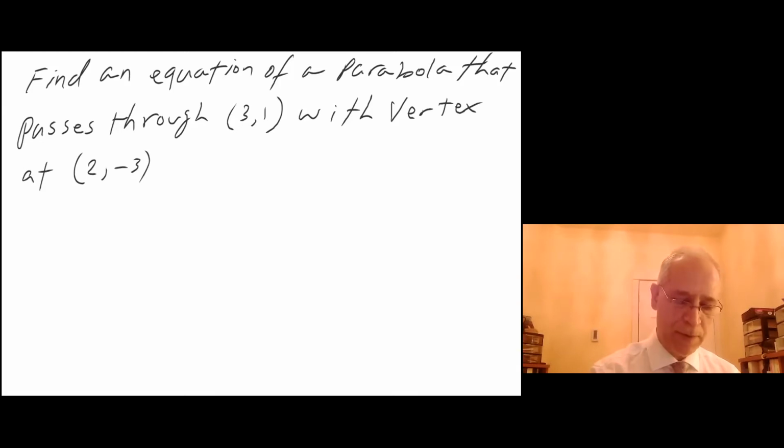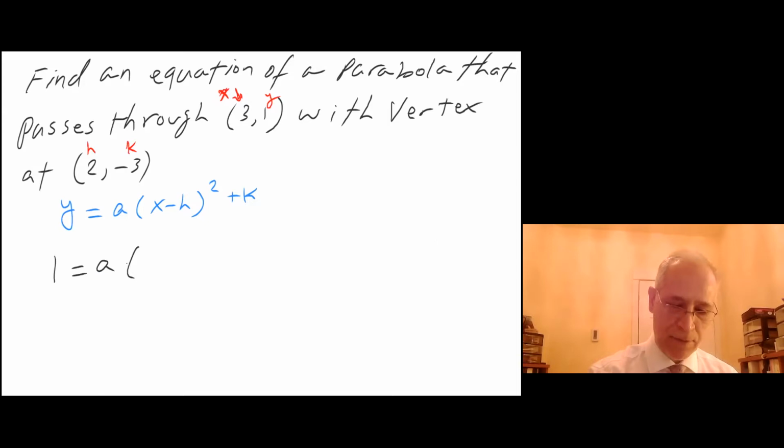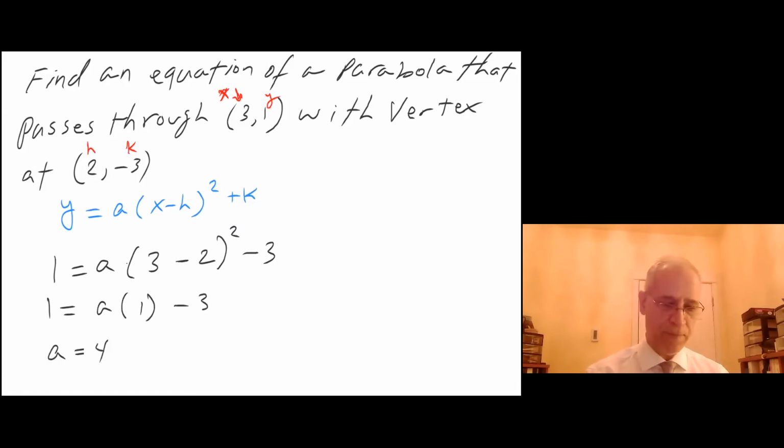Okay, so standard form first: y equals a(x - h)² + k. Once again, I get the information, this point, I can use for my x, and 1 is going to be my y, and here is my h and k. So I have 1 equals a(3 - 2)², and of course my k is -3. So I have 1 equals a times 3 minus 2 is 1, 1 squared is 1, so minus 3. So this gives me a equals 4.